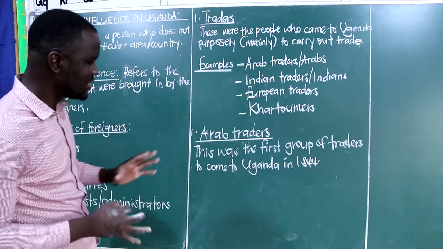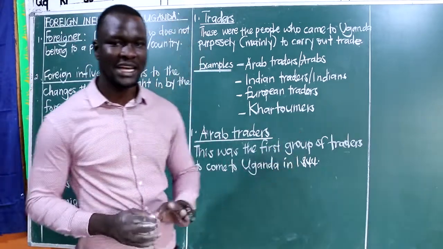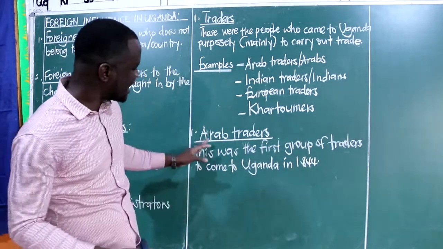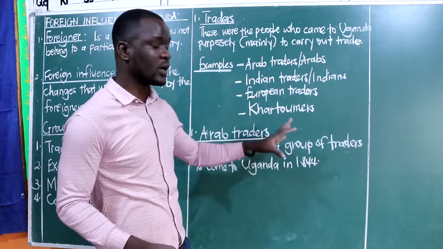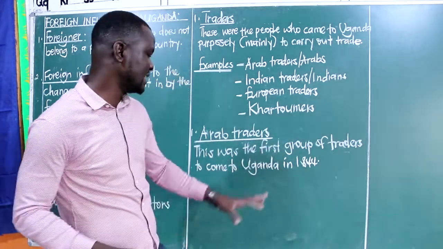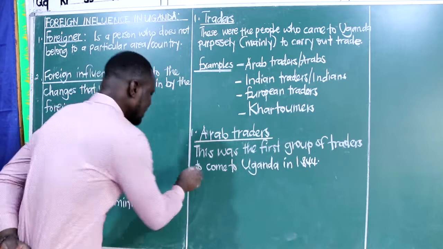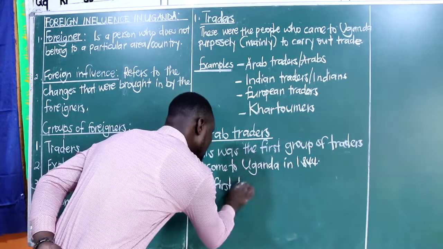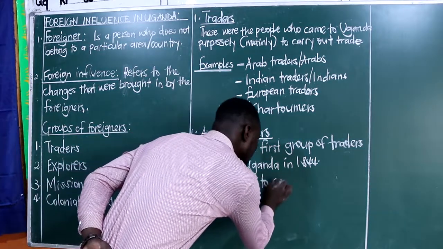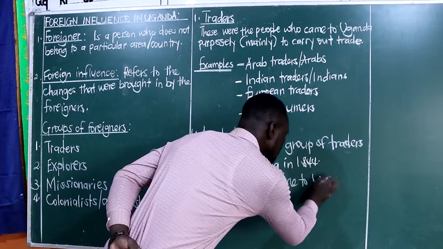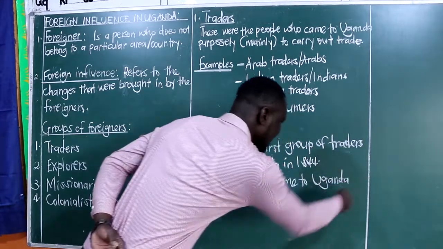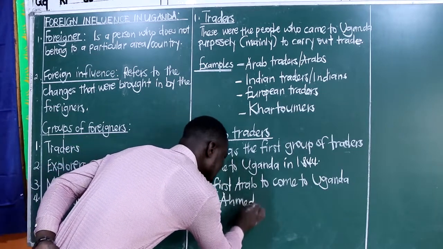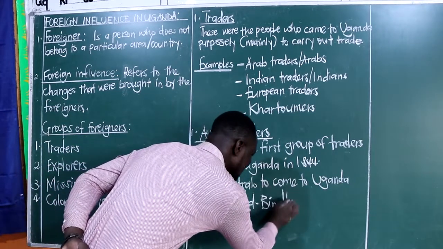That is what we are having in our notes. The notes are there to guide you. I said we are going to be following our notes and we are going to be following our lesson. We are on page 16. Arabs were the first people to come to Uganda. That is in 1844. And we are saying the first Arab trader to come to Uganda was Ahmed bin Ibrahim.